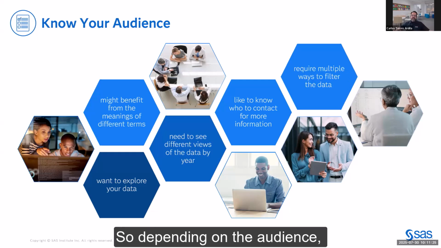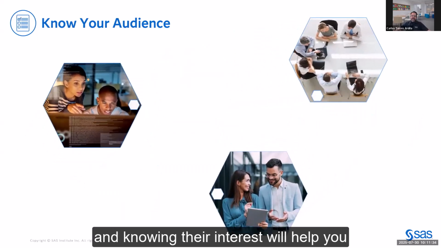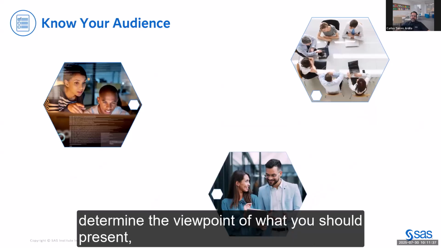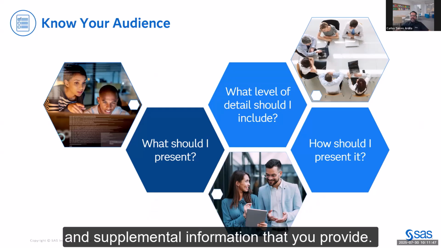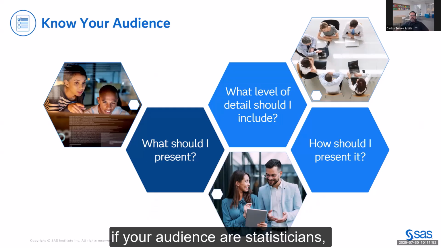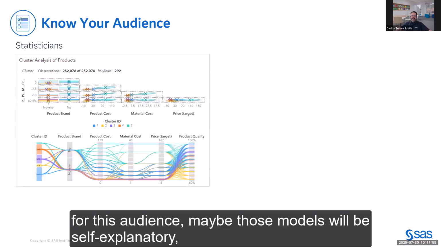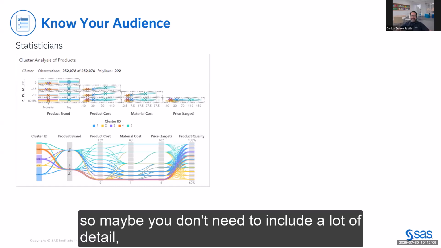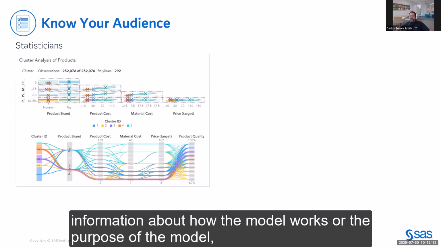So depending on the audience, you might need to know their interests, and knowing their interests will help you determine the viewpoint of what you should present, the level of detail that is needed in the report, and also the amount of background and supplemental information that you provide. For example, if your audience are statisticians, you might use models, you might use advanced analytics. For this audience, maybe those models will be self-explanatory, so maybe you don't need to include a lot of detail. You might not need to include information about how the model works or the purpose of the model.